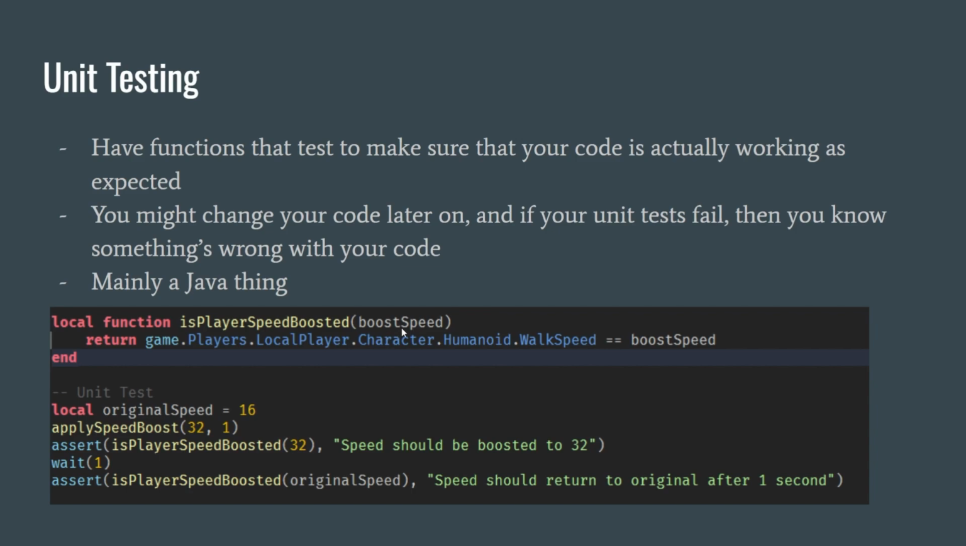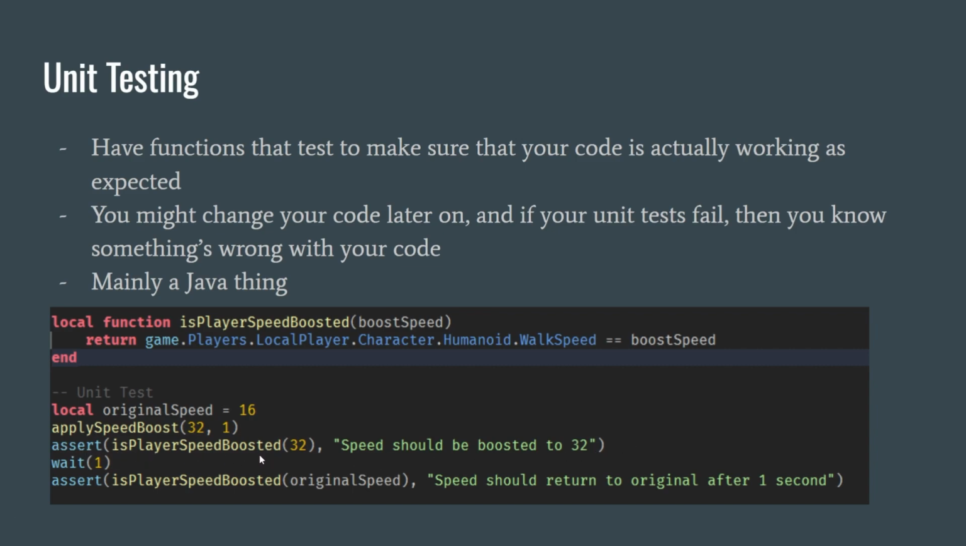And you have a boost speed. And all it does is it returns true if your walk speed is equal to whatever that boost speed was. So if that walk speed is not equal to that boost speed, then it will return false. So now here's the actual unit test. We're setting the original speed to 16, and we're doing some function that's supposed to increase our player's walk speed to 32. And then this is the actual unit test right here.